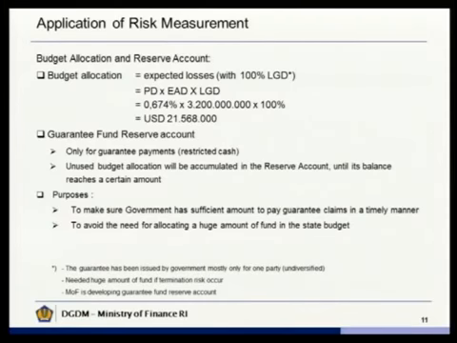The result of the budget allocation is 21.5 million US dollars. Also, the Minister of Finance has established the guarantee fund reserve account. The source of the reserve account is mostly from the state budget allocation. That is only for guarantee payment, restricted cash. And if there is unused budget allocation at the end of the year, it can be accumulated in the reserve account until its balance reaches a certain amount.